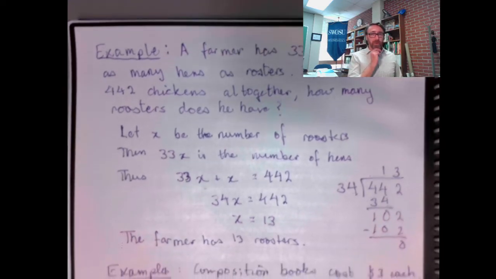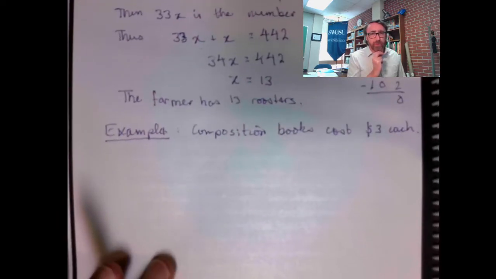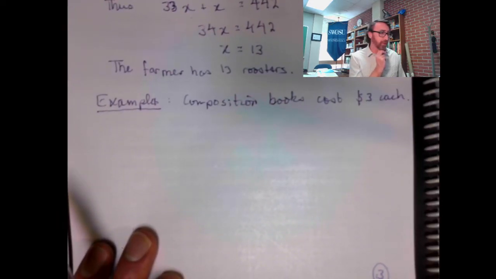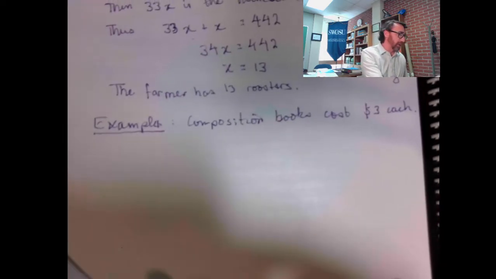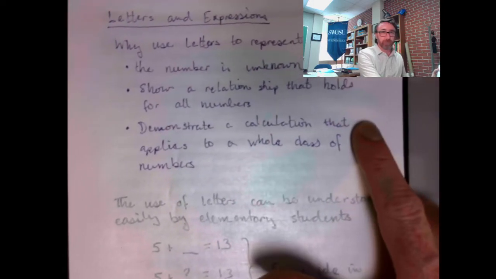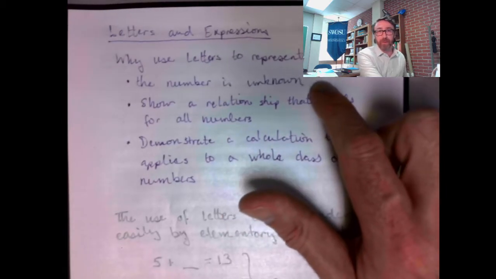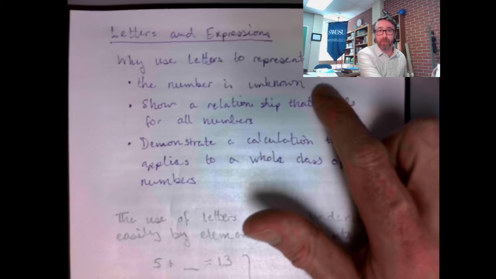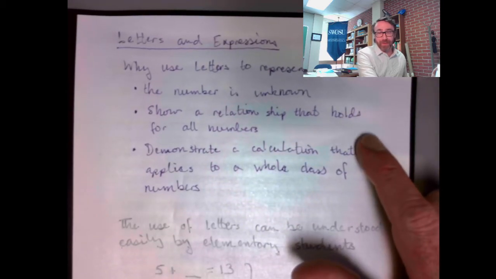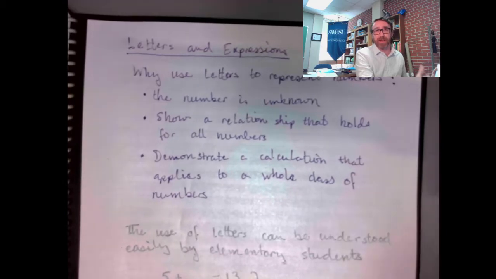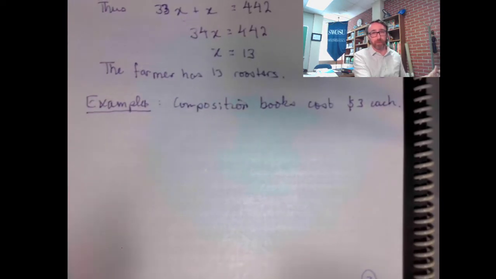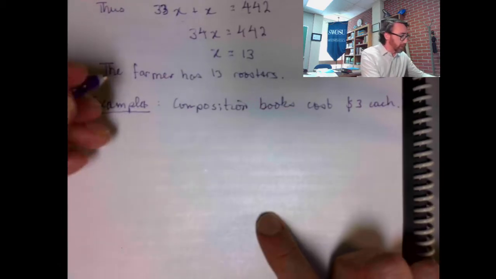Okay. Let me look at a different way of thinking about using letters for numbers, because we did a whole list here, right? We had several reasons why we would want to use letters to represent numbers. One being the number is unknown, like in word problems. To show a relationship that holds for all numbers, or to demonstrate a calculation that applies to a whole class of numbers. So let's imagine this here. Let's start with the fact that we'll just say composition books cost $3 each.